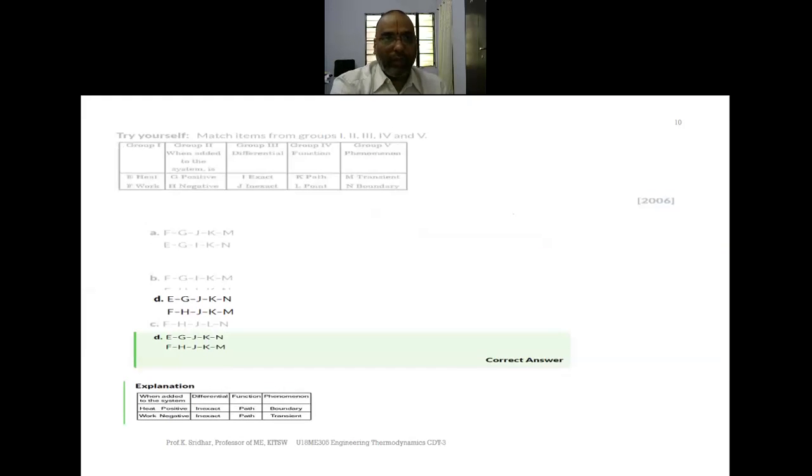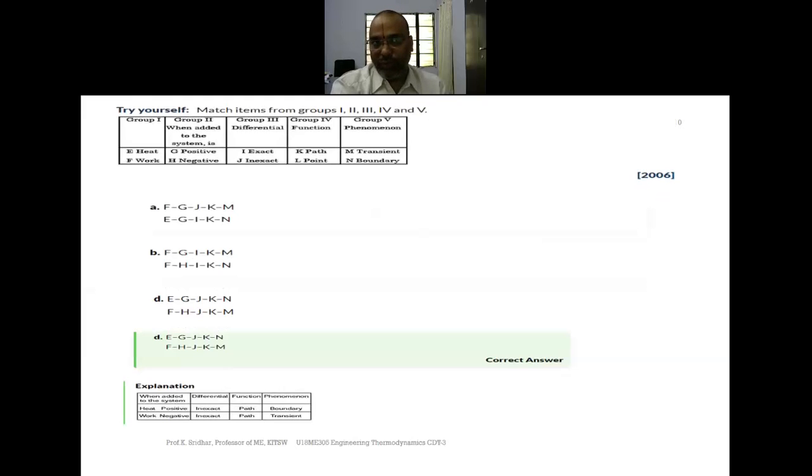Next you can see the question: match the following. Here also it is based upon heat and work. Which one will be the appropriate match for heat and work? The options A, B, C, D are given. E stands for heat and F stands for work. Heat added to the system is always positive. Work added to the system is always negative, already we discussed.